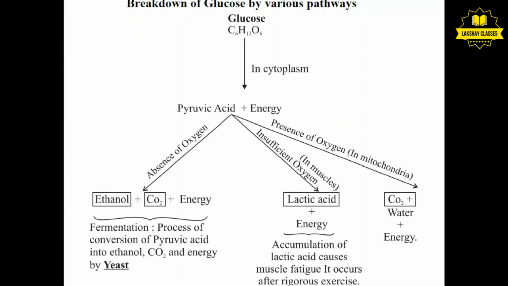And when the breakdown takes place in microorganisms such as yeast, that is in the absence of oxygen, the end products formed are ethanol, carbon dioxide and energy, and this generally occurs in fermentation. So this is the pathway for the breakdown of glucose in various organisms, right? I hope this is clear, and this is very very important, so you all need to learn it by heart.